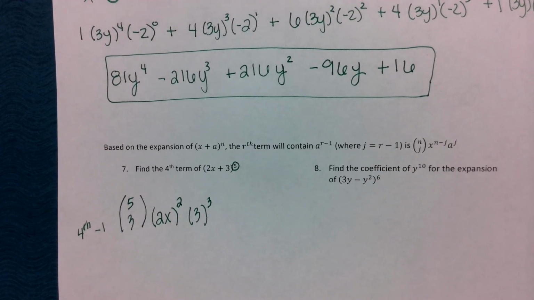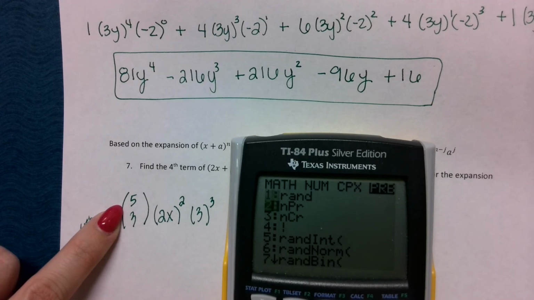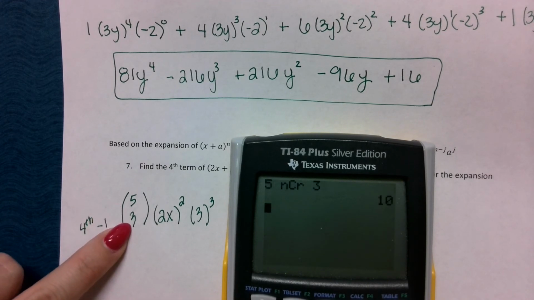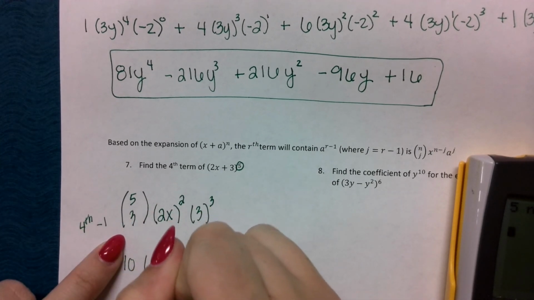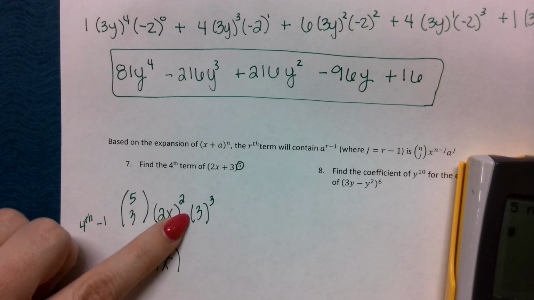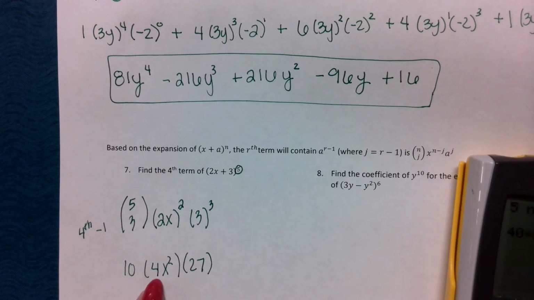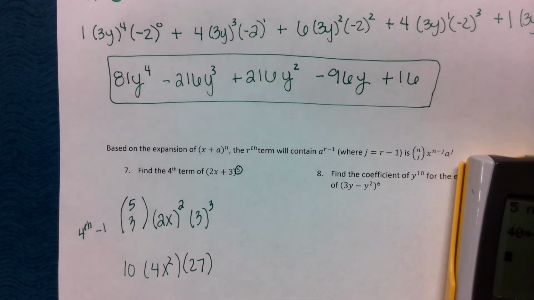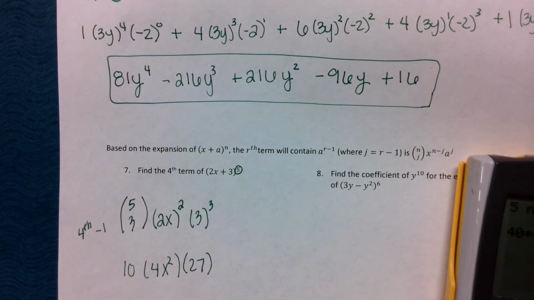Okay, well now I can just go through and simplify. So remember, we could do this by doing 5 choose 3. That tells us it's 10. 2 squared would be 4x squared, and 3 cubed is 27. So now I can do 10 times 4 times 27, which gives me 4,320x squared. Right, so if I went into the fourth term of this answer, that would be the answer if I went 4 terms in.